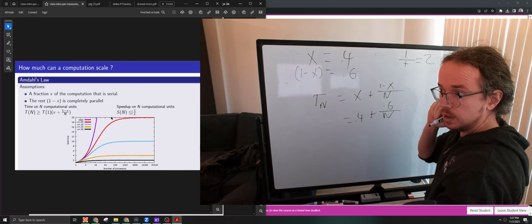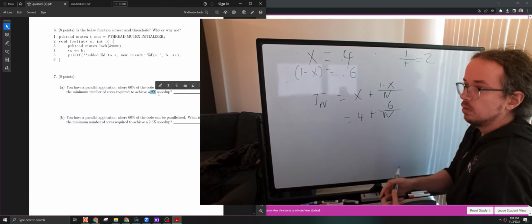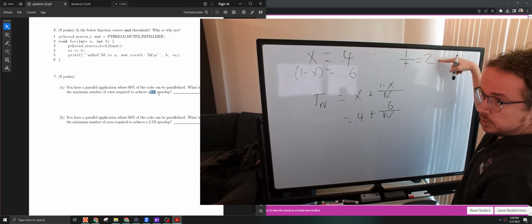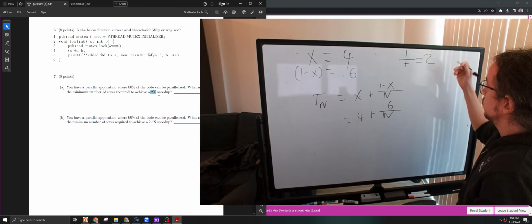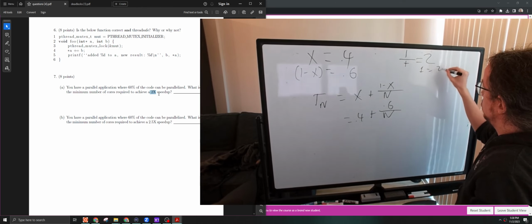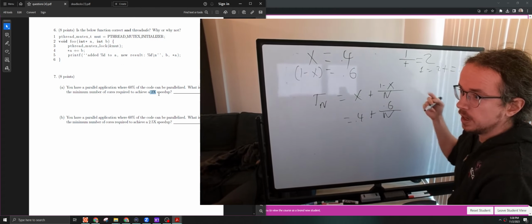If we look back at that, that's our speed up equation here. If we look back at our example, 1 over x equals 2. So what we're saying here is we want speed up to be 2. So we have 1 over x equals 2, or 1 over t in this case equals 2. Well, what is t? You can solve this out pretty quickly. You do 1 equals 2t, t equals 0.5.